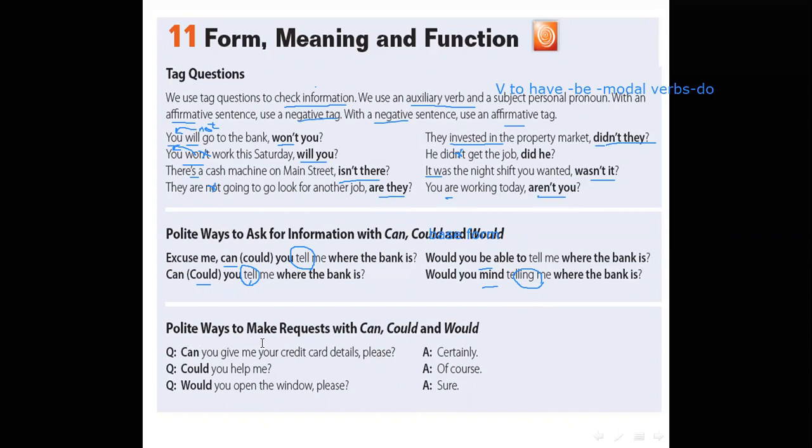Now we will discuss polite ways to make requests with can, could, and would. Okay. Can you give me your credit card details, please? Certainly. This is for a positive reply. What about a negative reply? You can say, sorry, I can't. Excellent. Could you help me? Of course. Would you open the window, please? Sure. Okay, pay attention to the form: give, help, open, the verb without any addition.